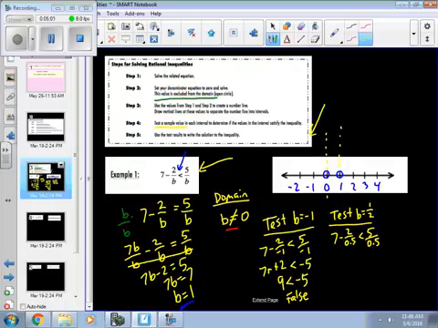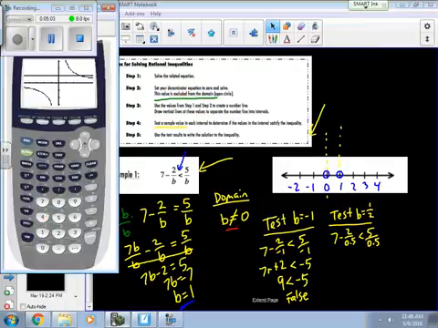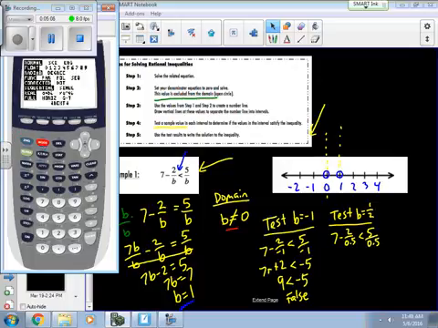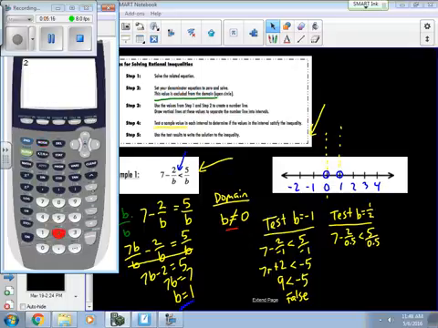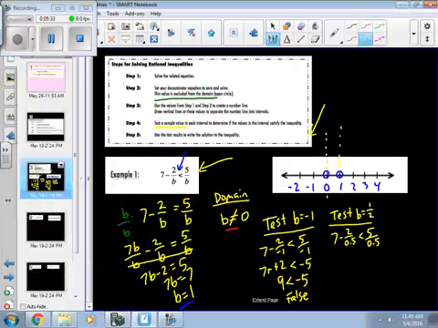Okay, so if you go on your calculator, we could figure those ones out very quick. Let's see what 2 divided by 0.5 is. So that's 4. And if we do 5 divided by 0.5, that is 10. So our problem here turns into 7 minus 4 is less than 10.